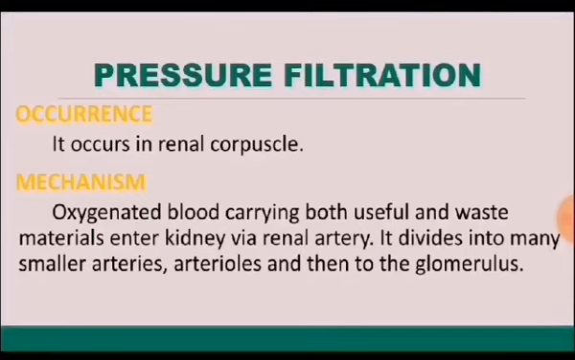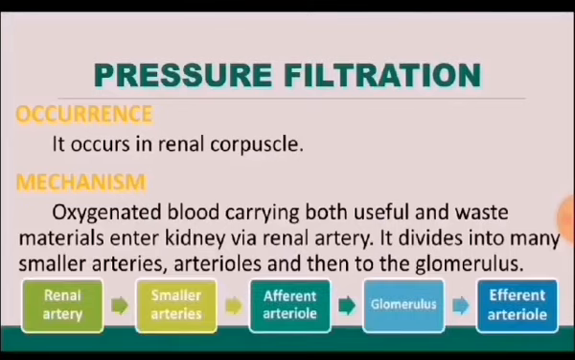Pressure filtration is also known as ultrafiltration or glomerular filtration. It occurs in renal corpuscle. Oxygenated blood carrying both useful and waste materials enters kidney via renal artery. It divides into many smaller arteries which divide into arterioles and then into glomerulus.